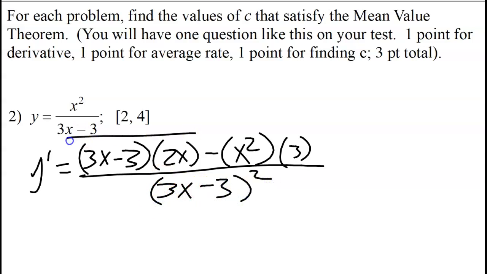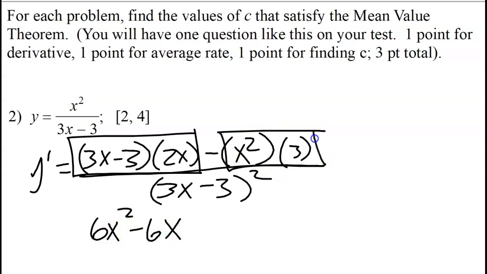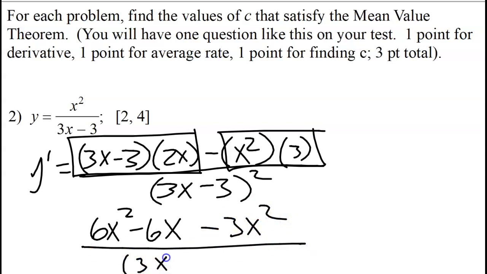All right, so here we're going to distribute the 2x into the parentheses, and we're going to get 6x squared minus 6x. Here we're going to have 3x squared, but it's being subtracted. On the bottom we have 3x minus 3 being squared. And for these types of problems, a lot of times I'll just leave the bottom alone, but for these types of problems you're going to want to actually work it out.